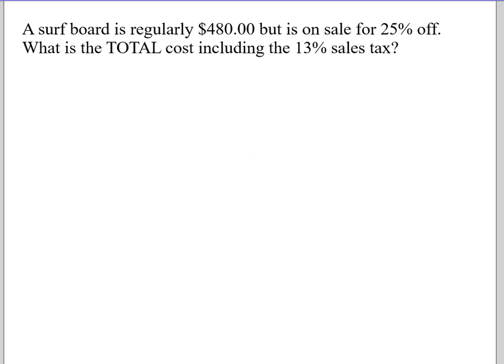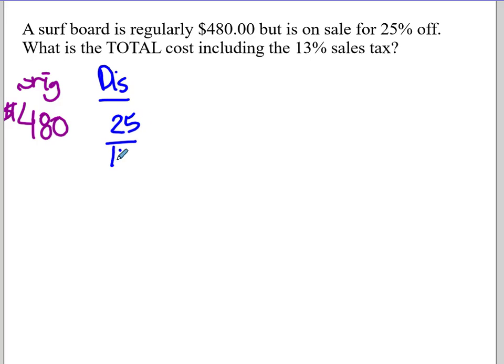Okay, last question. A surfboard is regularly $480 but is on sale for 25% off. What is the total cost including the tax? Okay, so let's start with the original price. Let's just get it on the board here. Is $480. The discount is 25%. So 25 out of 100 is equal to n out of 480.